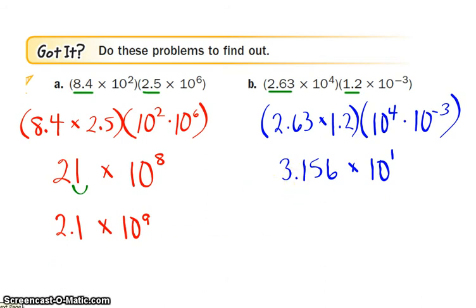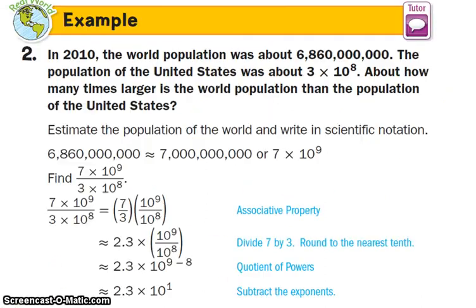Okay? Let's take a look now at division. What do we do when we have to divide numbers that are in scientific notation? Okay? It's basically just like the multiplication. We're going to group numbers together. Okay? Here's your word problem.